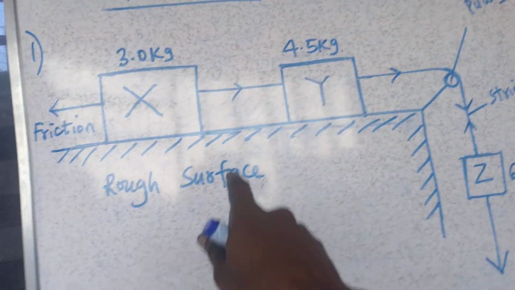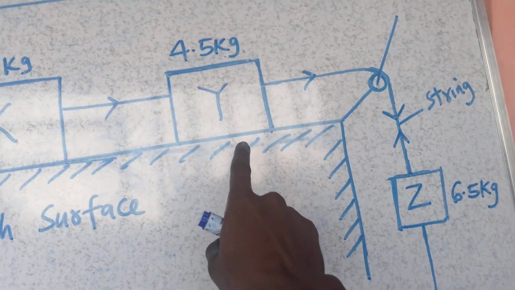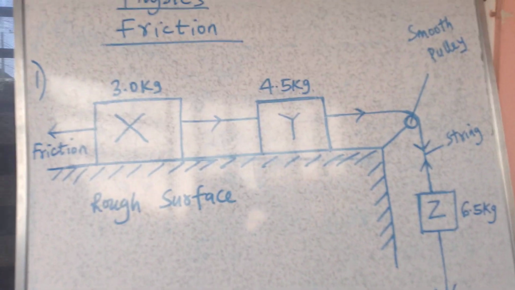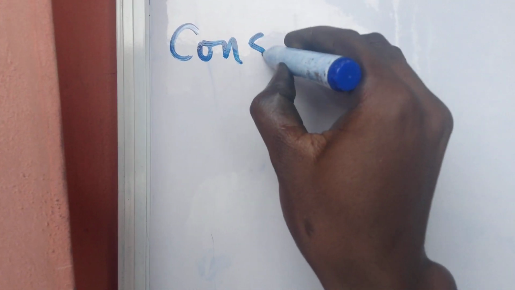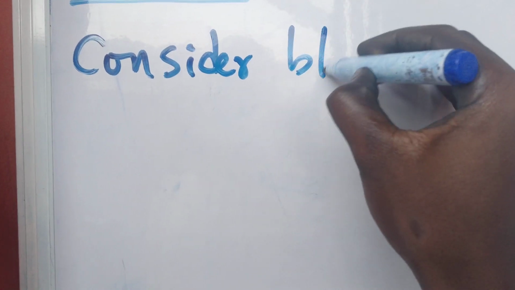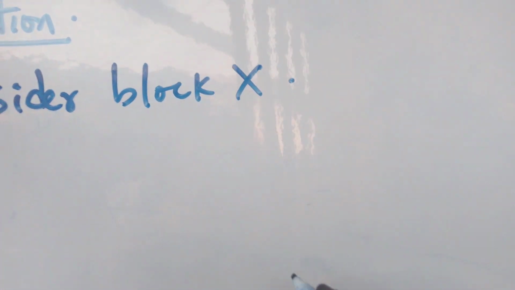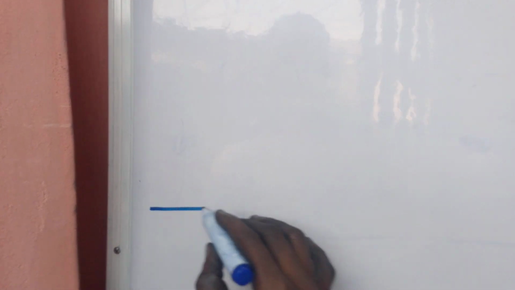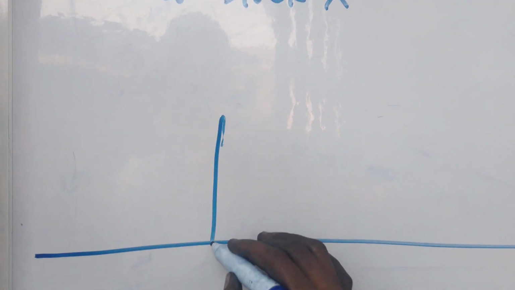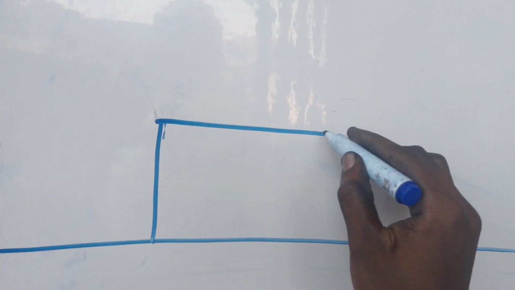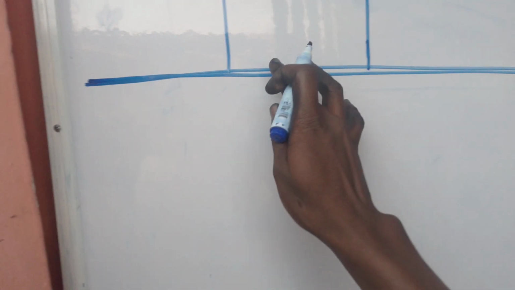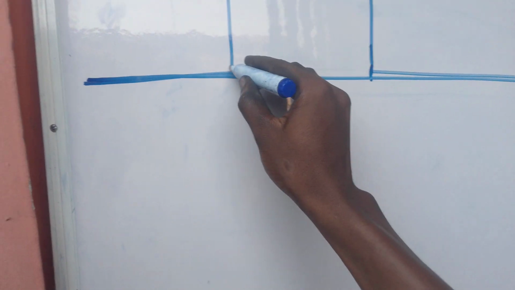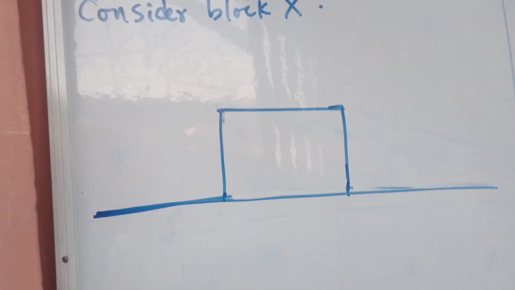Now what to do? We'll first take block X, then later we'll take block Y, and then we'll take block Z. Alright, quickly let's do that. I say consider block X. If I take block X out, I'll have this. This is the horizontal surface, and this is the block X.